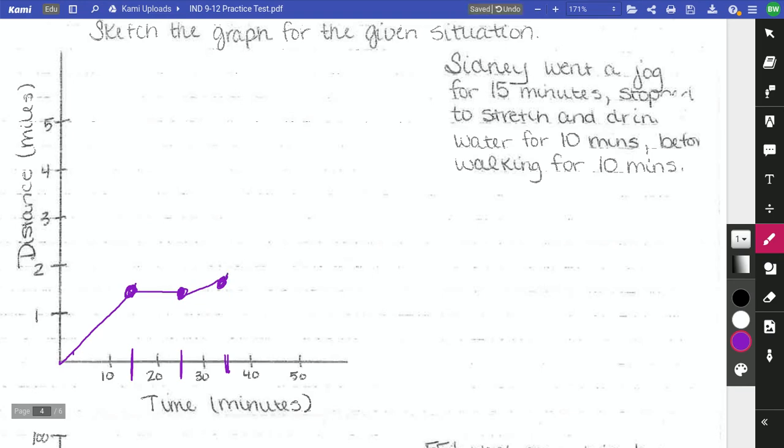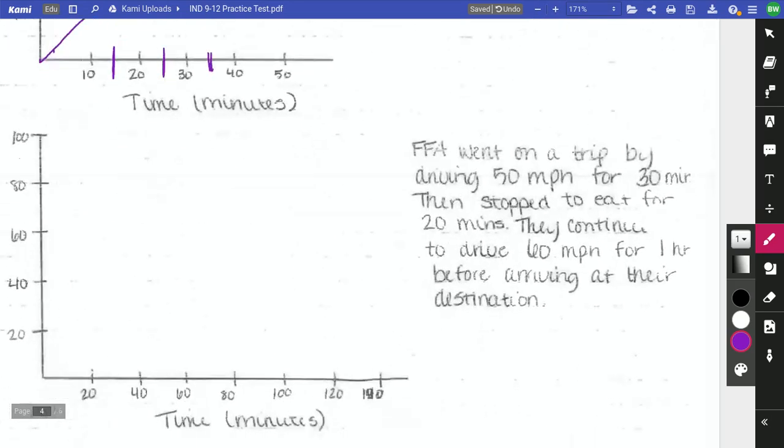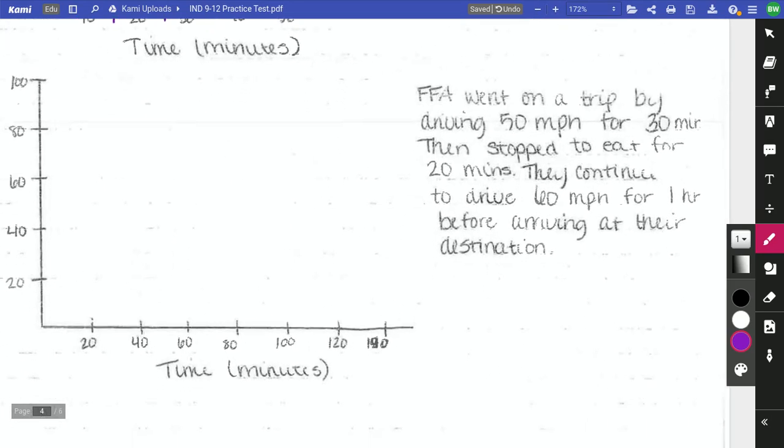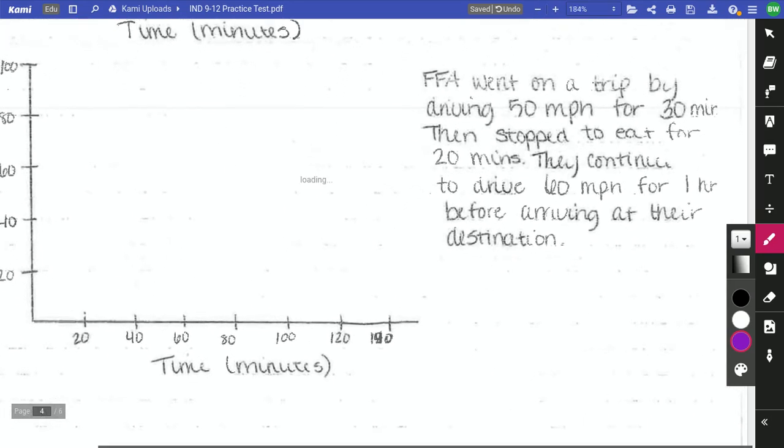Okay. Look at the next one. FFA went on a trip by driving 50 miles per hour for 30 minutes, then stopped to eat for 20 minutes. Then they continued to drive 60 miles per hour for 1 hour before arriving at their destination. So while I'm reading this, I'm hoping this is a speed time graph. I didn't look, but if it's a speed time graph, it's going to be pretty easy.